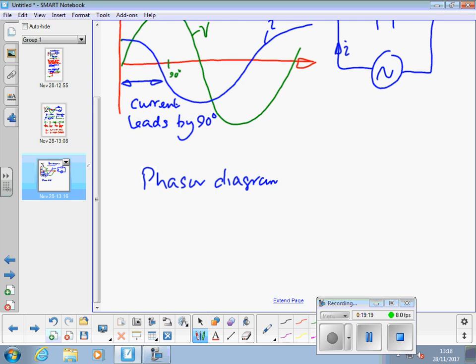A phasor diagram where there's I, V reference phasor, 90 degrees between the two, and that shows that current leads by 90 degrees because our angles are positive going anti-clockwise around the circle. So current leads by 90 degrees.